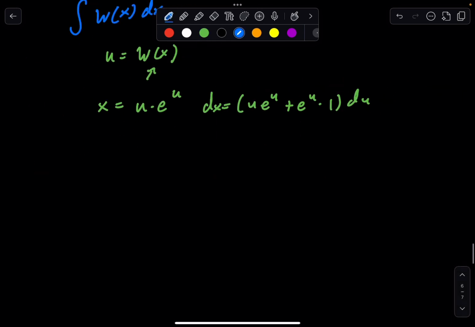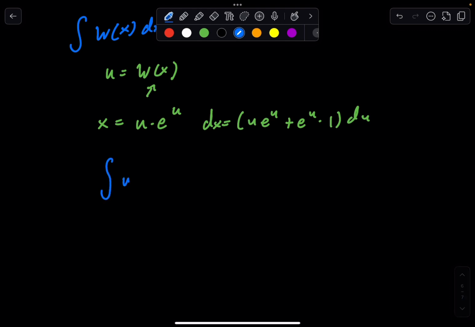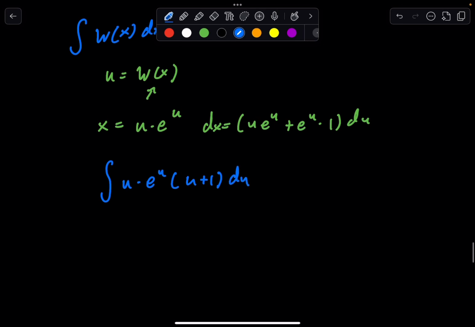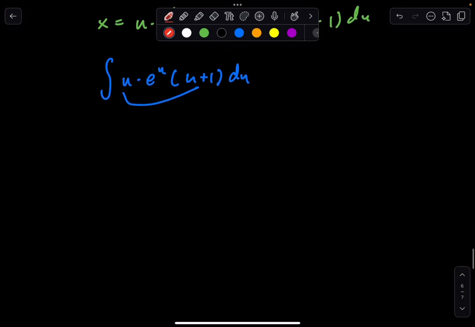Now we can substitute this back into our integral. We have the integral of u times e to the u times (u plus 1), just by factoring out, like that, du. Now we're just going to multiply these two together, and what do we get? We get the integral of (u squared plus u) times e to the u du, like that.